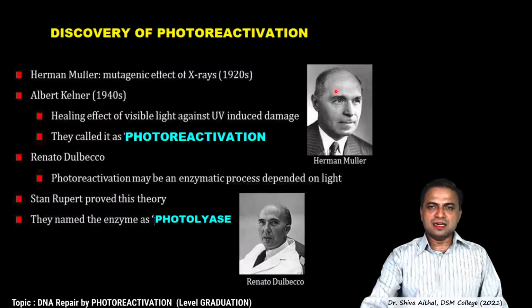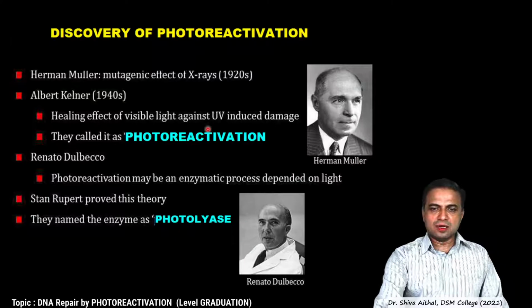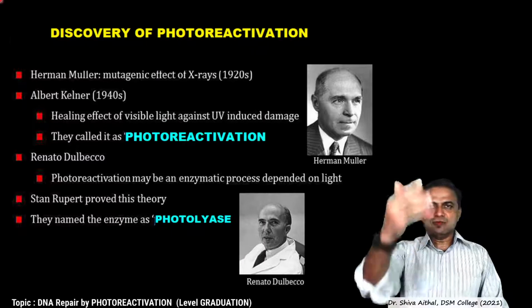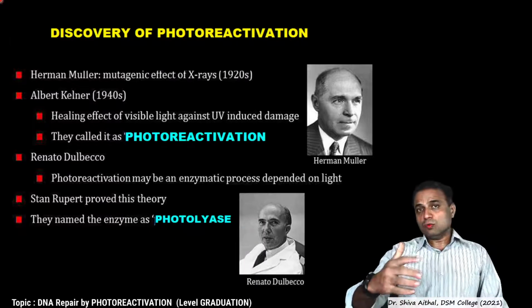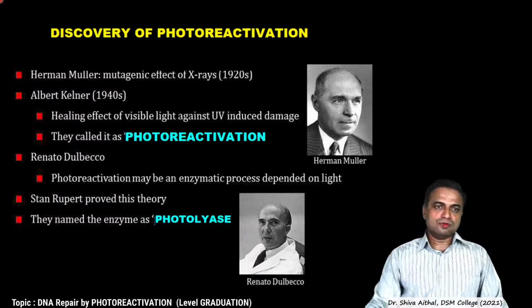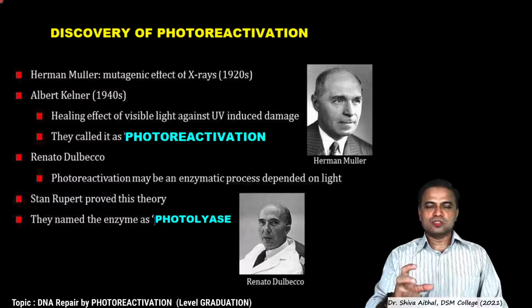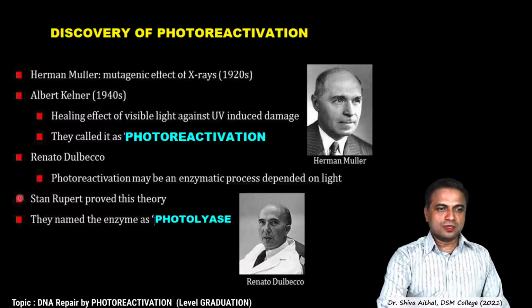But we have seen that the major work was by Albert Kelner in 1940s. So this discovery, as I said, involved many scientists. In 1920s it was Hermann Muller, he showed the mutagenic effect of X-rays. Albert Kelner in 1940s showed photoreactivation by use of visible light, and photoreactivation is an enzymatic process. This was proved by Stan Rupert.